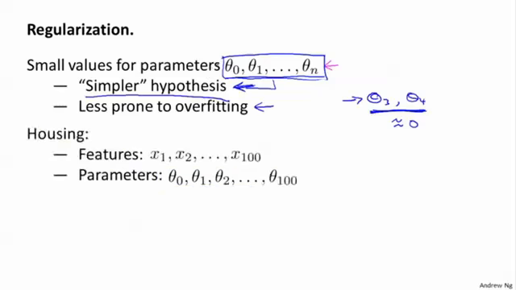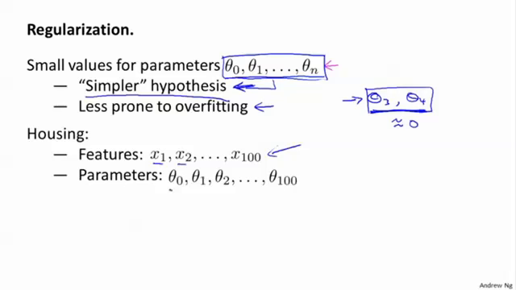For housing price prediction, we may have our 100 features that we talked about, where maybe x1 is the size, x2 is the number of bedrooms, x3 is the number of floors, and so on. And unlike the polynomial example, we don't know which ones are the high-order polynomial terms. So if we have just a set of 100 features, it's hard to pick in advance which are the ones that are less likely to be relevant.